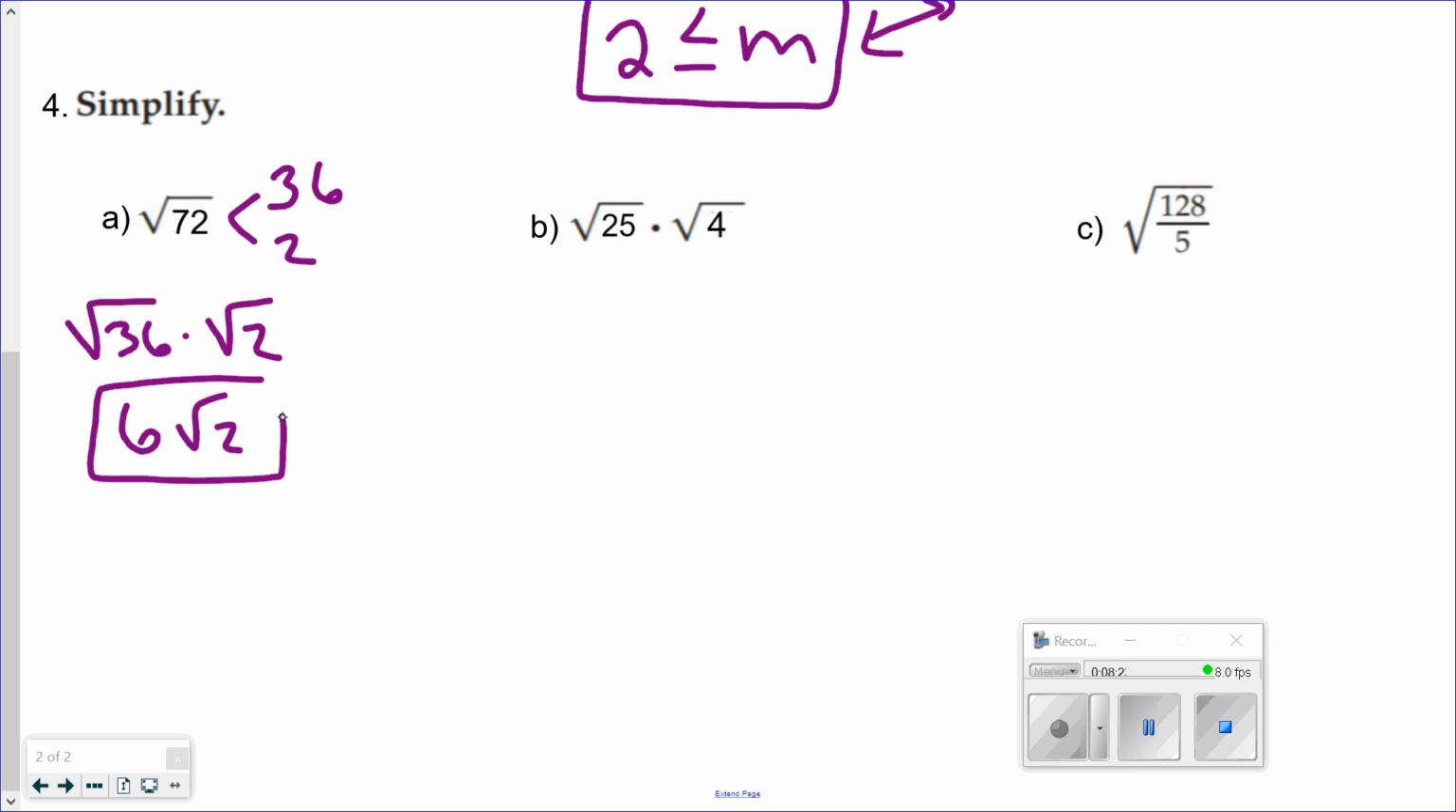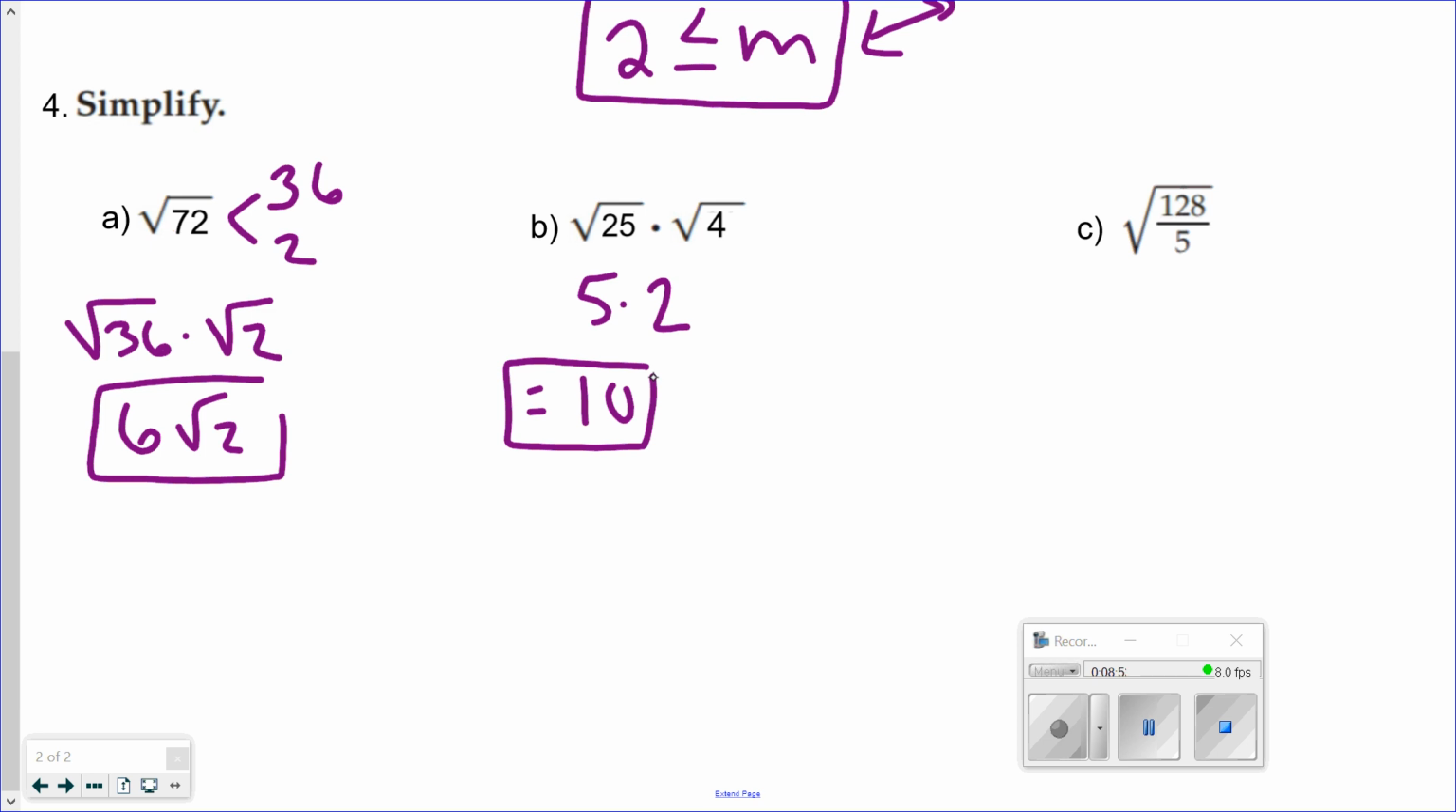All right, next, I want to simplify this. If you notice, the square root of 25 and the square root of 4, those are going to be pretty numbers. So what is the square root of 25? It's 5. What is the square root of 4? Well, it's 2. So I'm just going to multiply those together. 5 times 2 is 10. And I'm done. All right, part C, this is our challenge problem.